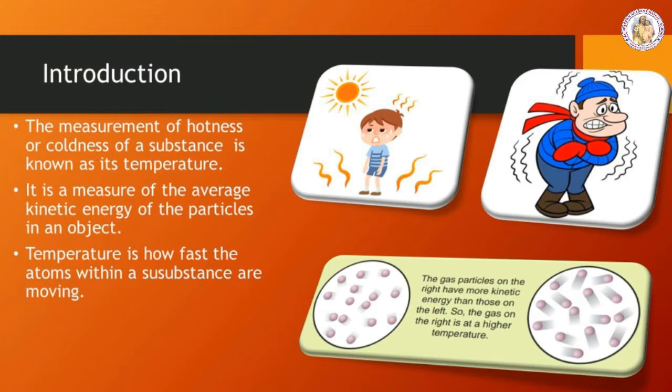The movement of gas particles is shown in the picture. The gas particles on the right have more kinetic energy than those on the left. So, the gas on the right is at a higher temperature.